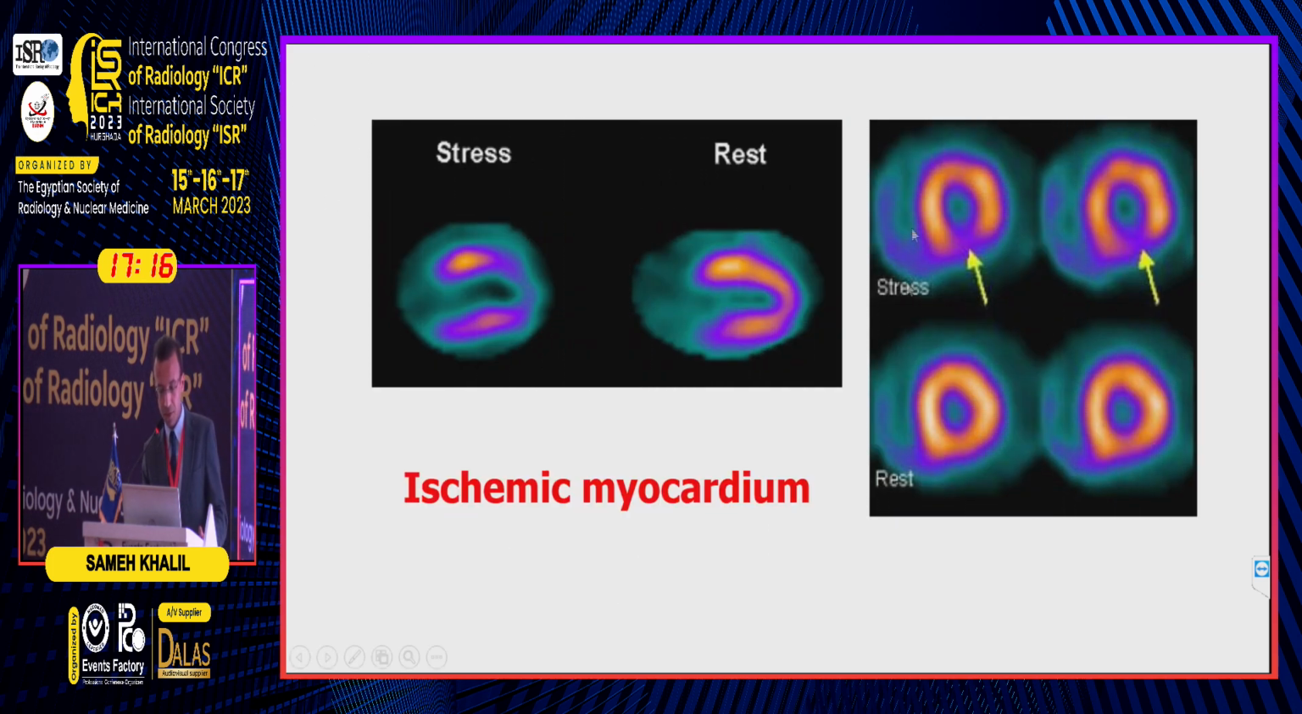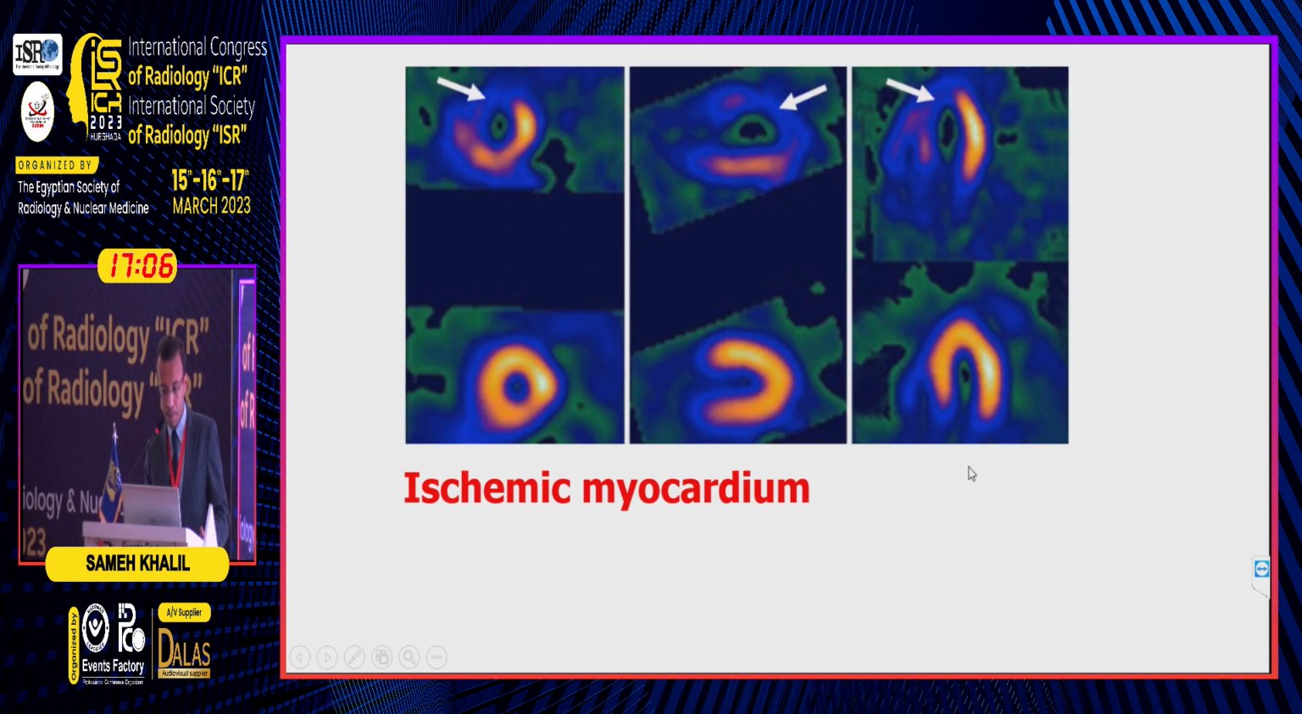This is the pattern of ischemia. We have an inferior wall stress perfusion defect, which is corrected in the resting study. Another patient, we have LAD, anterior, anteroseptal, and apical wall perfusion defect during stress, which is corrected during the resting study.